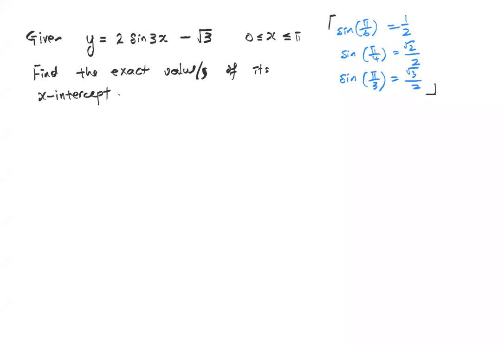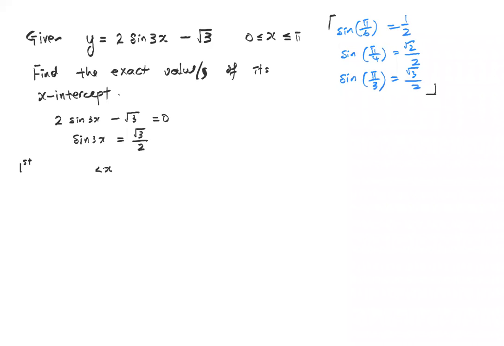Okay, so find the exact values of its x-intercept. So what I do is I put y equal to 0. That is 2 sin 3x minus root 3 equal to 0. So my sin 3x is equal to root 3 over 2. All right? So the first thing, what should I do? I have to know the size.